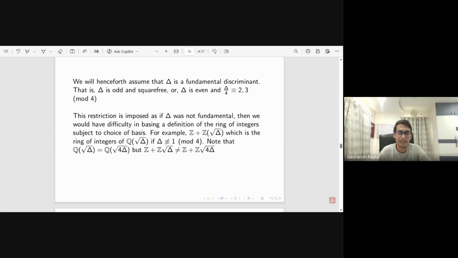which is a discriminant which is either odd and square free, or, if it is even, then the quotient of it by 4 is 2 or 3 mod 4. So this is in some sense restricting the number of squares that can occur in its factorization.